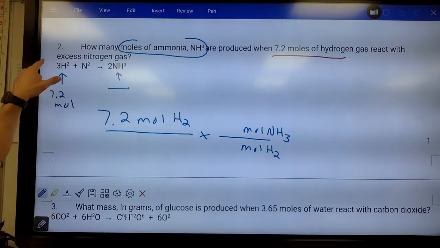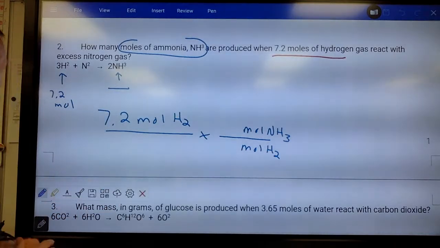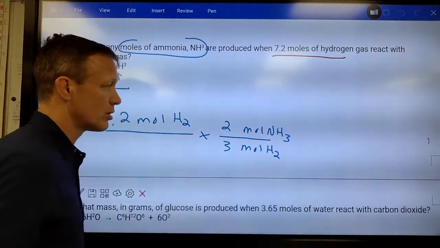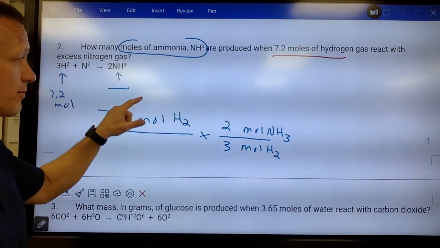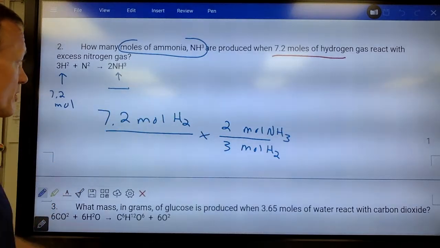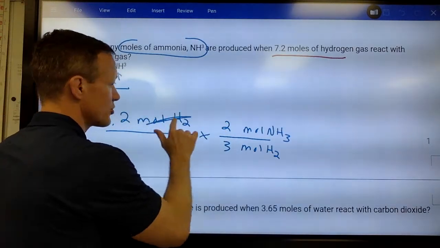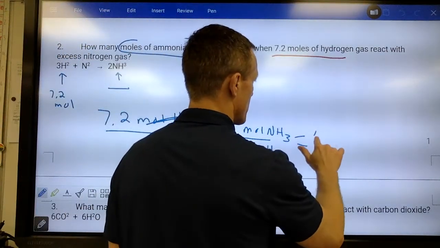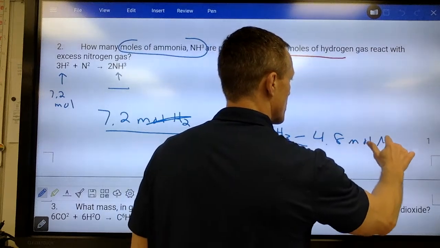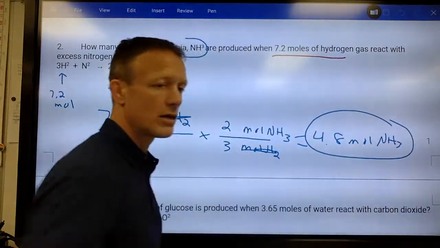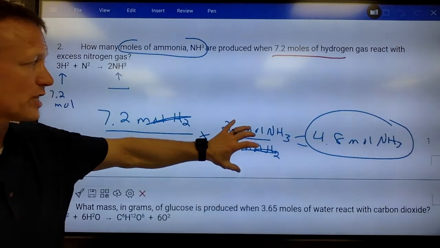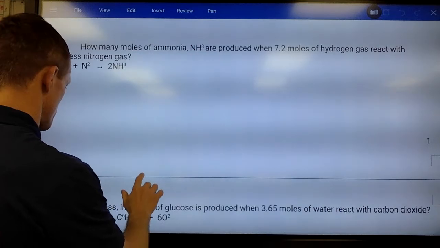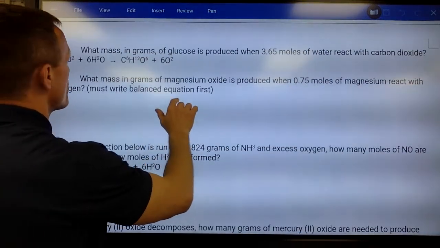Now, it could have asked us about nitrogen, just happened to ask us about this. It could ask us about anything in there. Our ratio is 3 hydrogens to 2 ammonias. Numbers out in front. So ammonia is going to be 2/3 of that. 7.2 times 2. Again, labels should cancel here. 7.2 times 2 divided by 3 is 4.8 moles of NH3. So again, this is our mole ratio step, which gets us from one thing to another in this equation. All right, let's go to another one here. I'll do 2 more of them, I think.